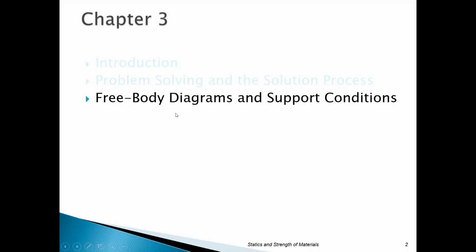As I said the other day in class, and I truly believe this, the free body diagram setup is 50% or more of your solution. It's that important before you even apply any math, because you're analyzing what's going on, and then it's just kind of stepping you through it.